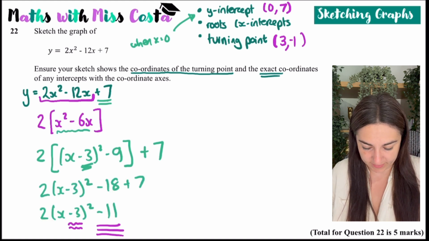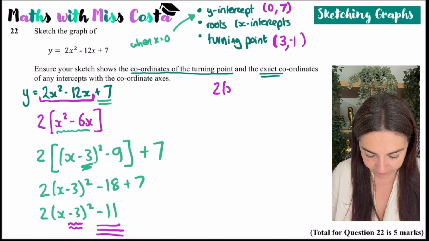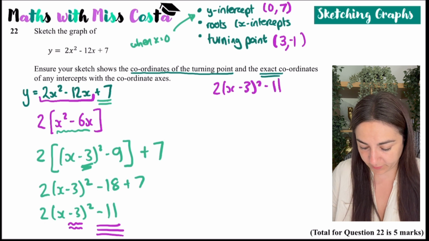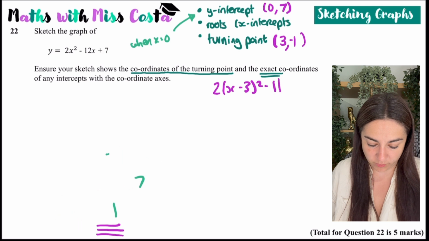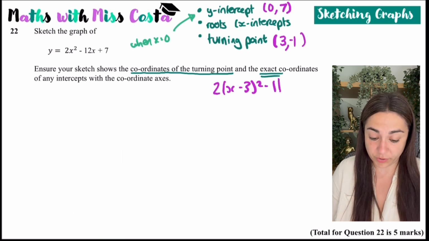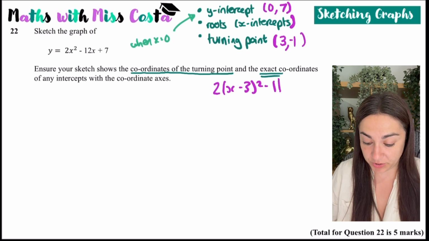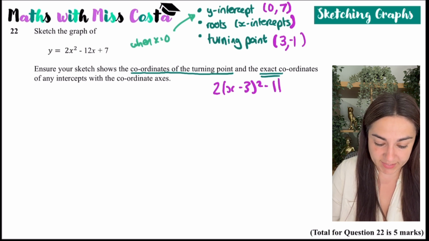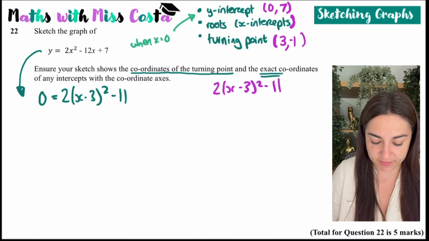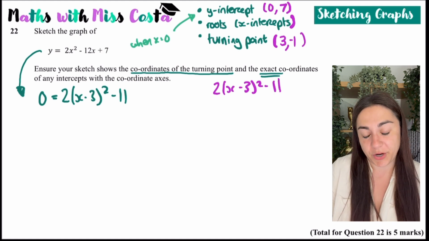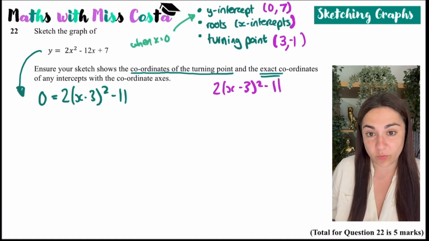Okay, so the completed the square form is 2x minus 3 squared minus 11. So I can also use this to figure out what the roots are, because to figure out what the roots are, which is where it intercepts with the x-axis, I need to substitute y equals 0. So essentially, I make this quadratic equal to 0. So 0 equals 2x minus 3 squared minus 11. So I just made the quadratic equal to 0, and then I want to solve it for x.